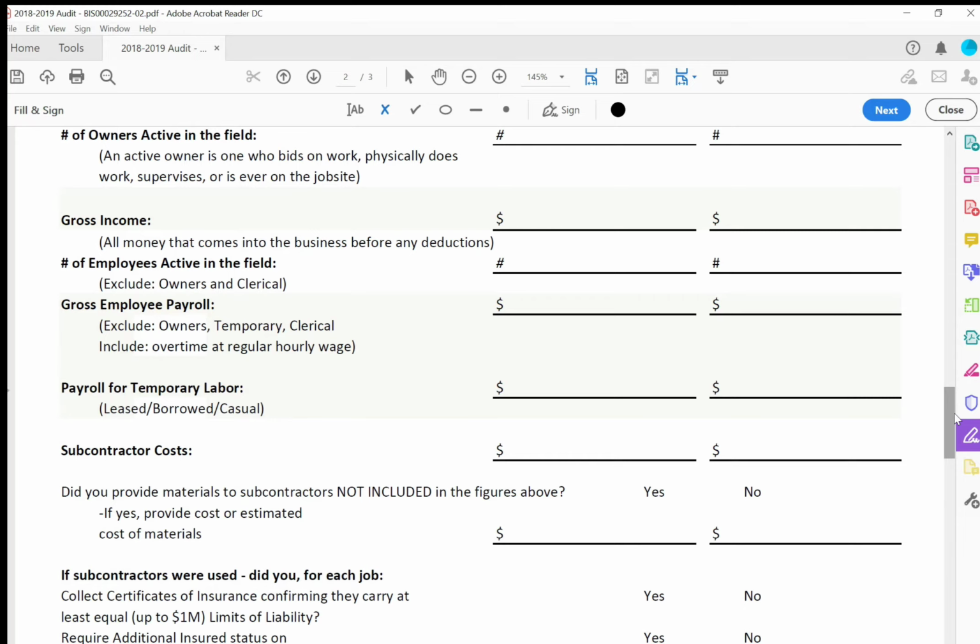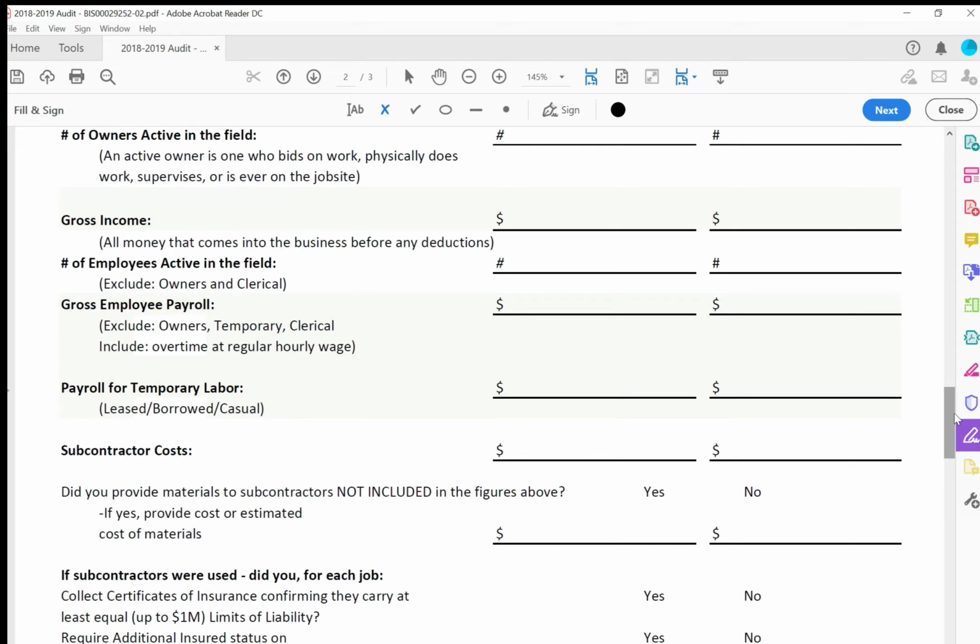And then it comes down to subcontractor costs. Those are legitimate companies that have a tax ID. They might be a licensed contractor. They should be a licensed contractor. They have their own insurance. They name you as additional insured on their policies.